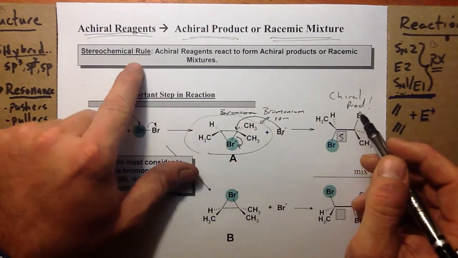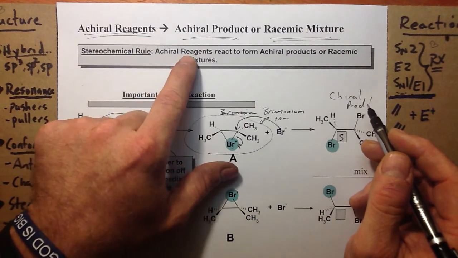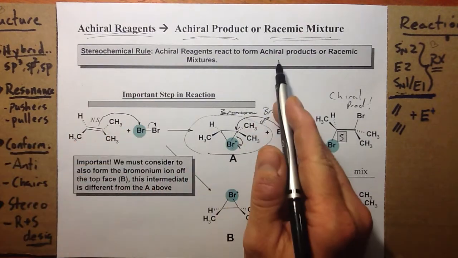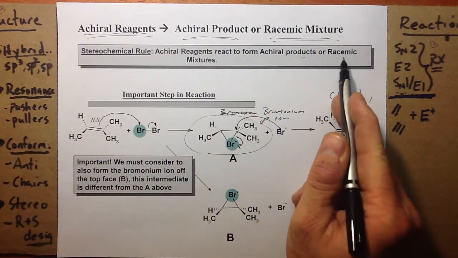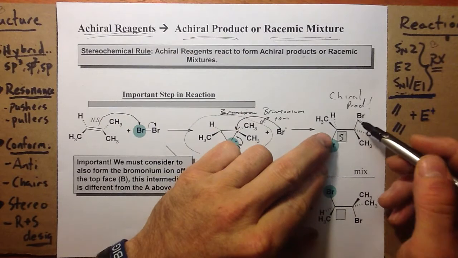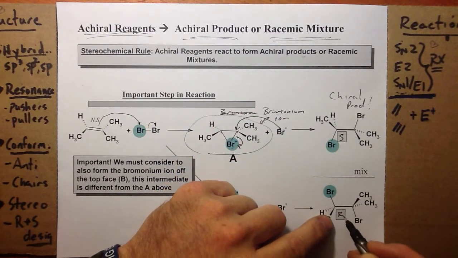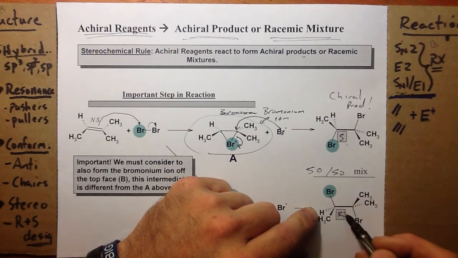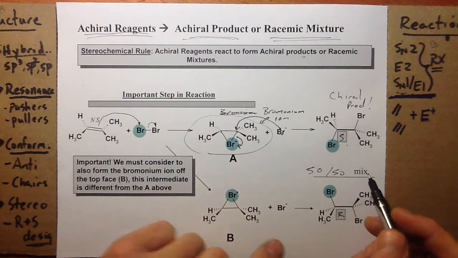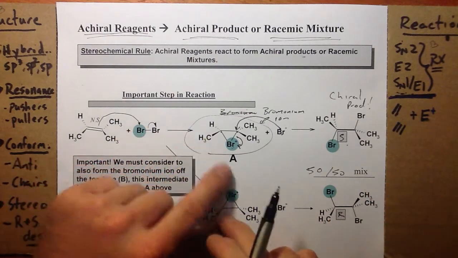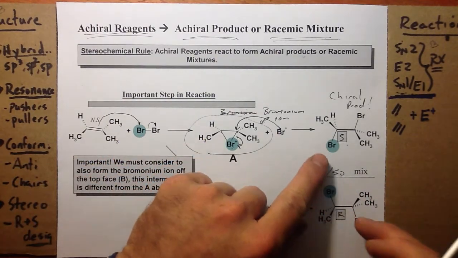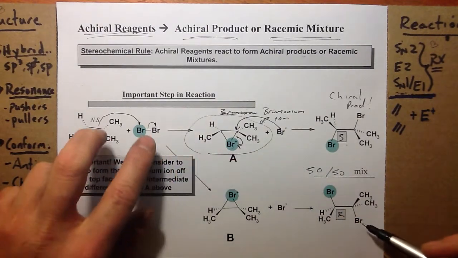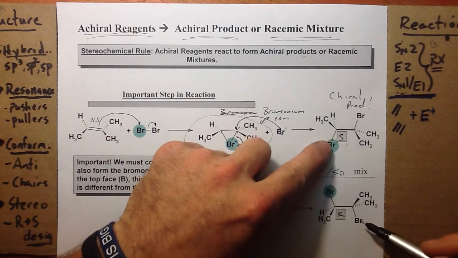So what we have to remember is that the stereochemical rule is achiral reagents, achiral alkene, achiral Br2, have to give us an achiral product or racemic mixture. So I don't even care how it forms, but I have to have the enantiomer of this in a 50-50 mix. This plus this in a 50-50 mix. Now the way in which we achieve that I can show mechanistically, but please remember you have to have the ability to form these two if you have achiral reagents. So you have to have these formed in the end.